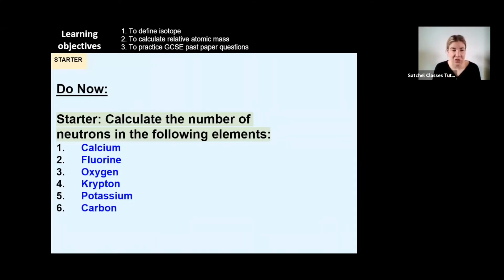It's very important that you're able to calculate the number of neutrons. If you need to flick back in any notes, please do so. I'm not going to give too much away because I want to explain it after. So for now, I'm just going to say use your periodic tables to calculate the number of neutrons in those 6 elements. Please pause the video now because I'm going to go over the answers in a minute. So pause the video and have a go at this activity.